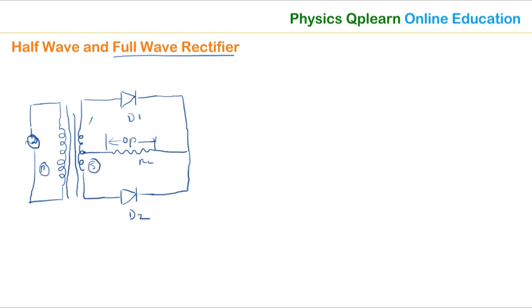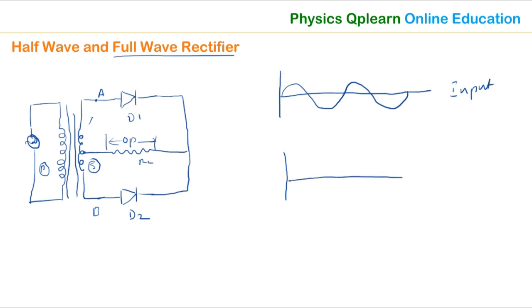Here is point A, and this is point B. For this we will also draw the wave diagram, with a sinusoidal wave. This is the input wave, the wave we are supplying at the input. How we get the output, we will draw along with the discussion. So this is the circuit of the full wave rectifier.